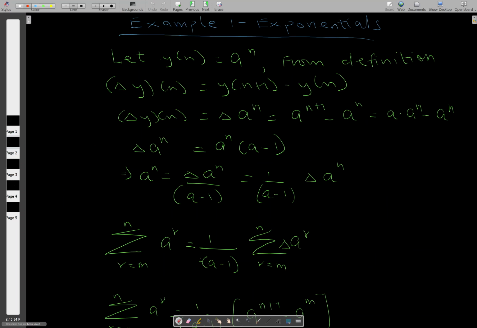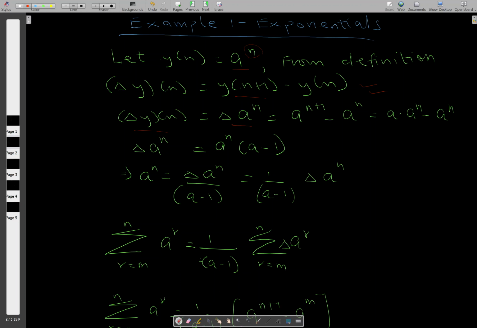So this example is on exponentials. We choose y of n to be equal to a exponent n. Then from definition, our forward difference of y of n is given by this. Therefore the forward difference of y of n, where y of n is a to the n, can also be written as the forward difference of a to the n, since y of n is the same as a to the n. Then y of n plus 1, so we just replace this n by n plus 1. So when we do that, we get a exponent n plus 1 minus y of n, that's a to the n.